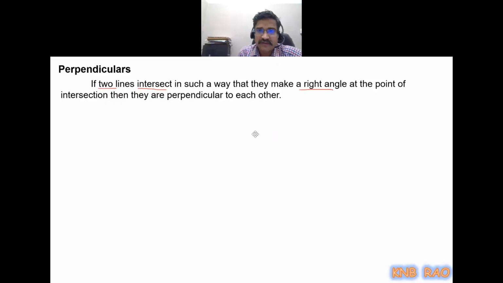See, here we'll continue further without wasting our time. When two lines intersect at a right angle, then they are called perpendicular lines. One is perpendicular to the other.